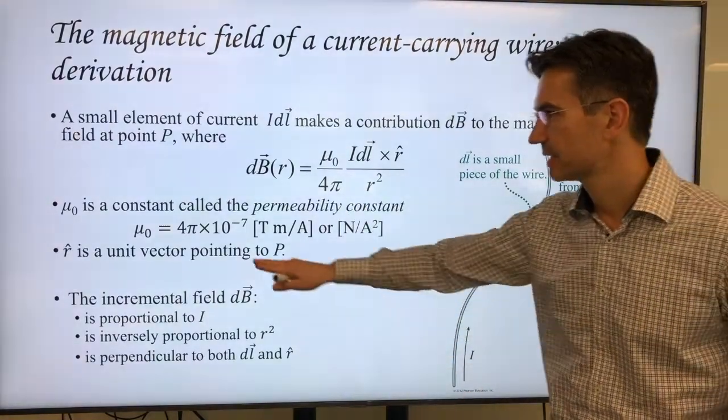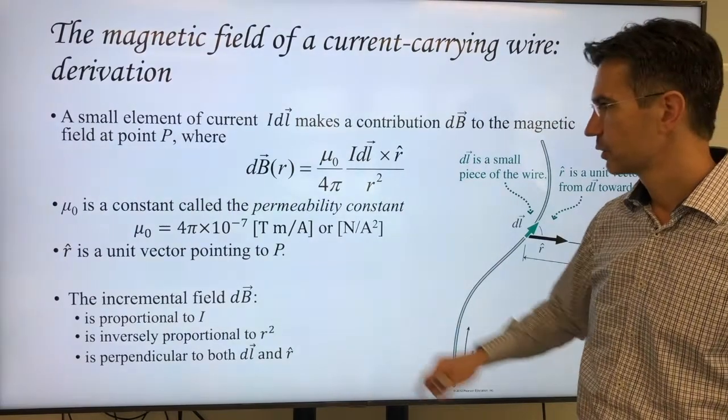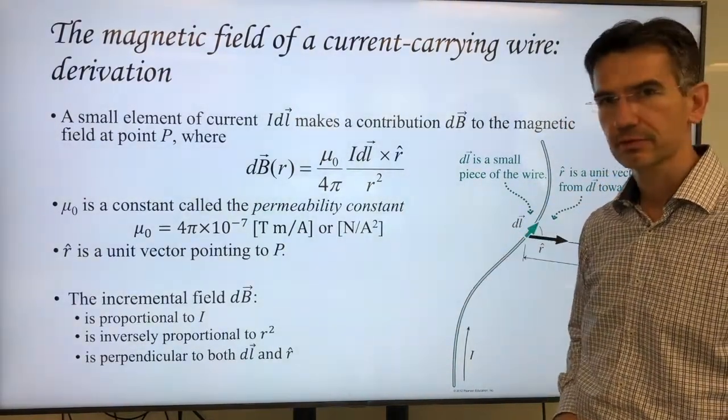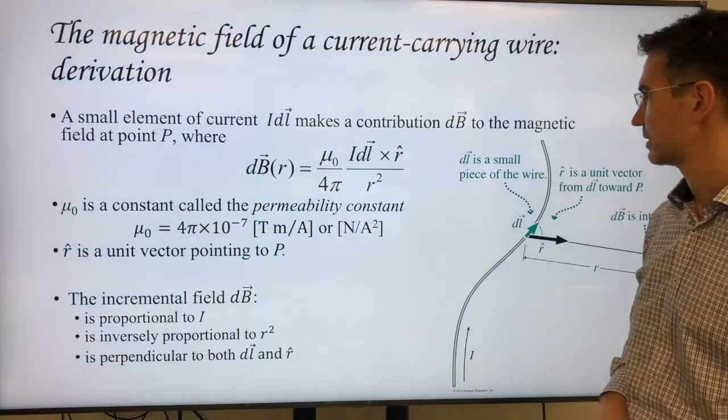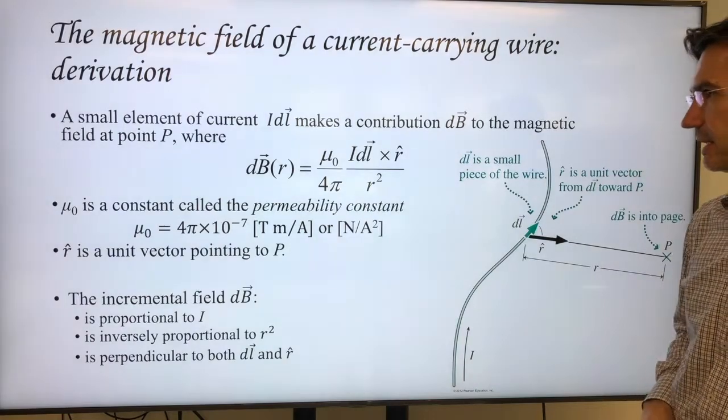And its value is exactly 4 pi times 10 to the minus 7. Units are Tesla meter over amp, or also Newton over amp squared. These two sets of units are equivalent. And r hat is the unit vector toward the point.